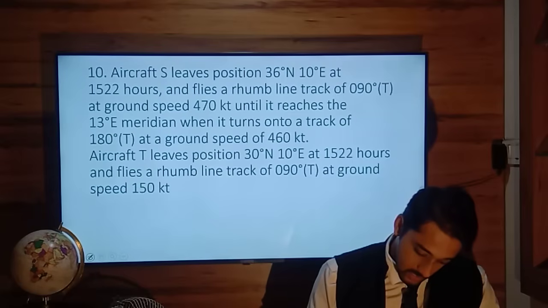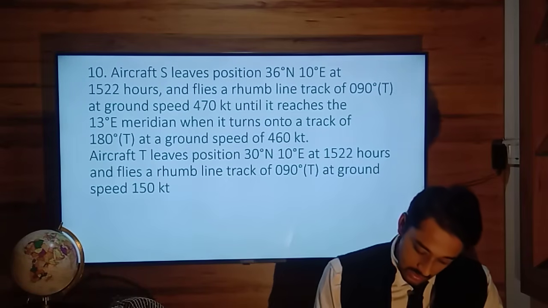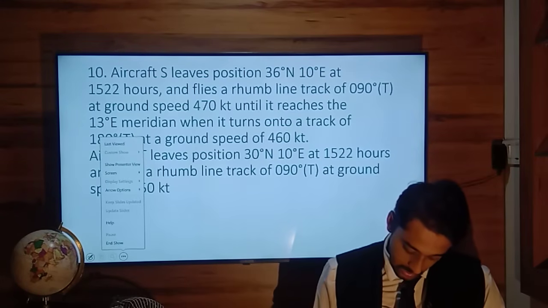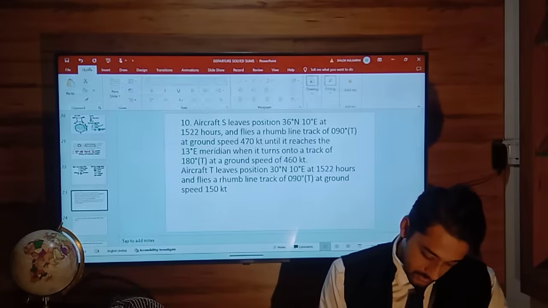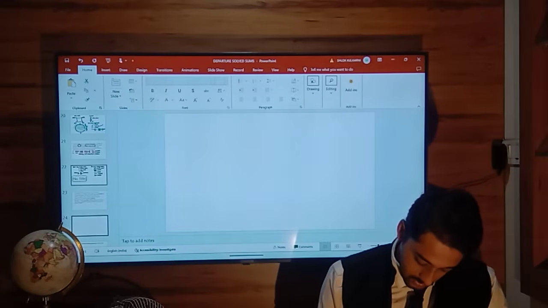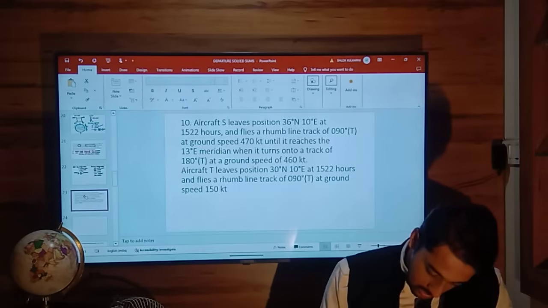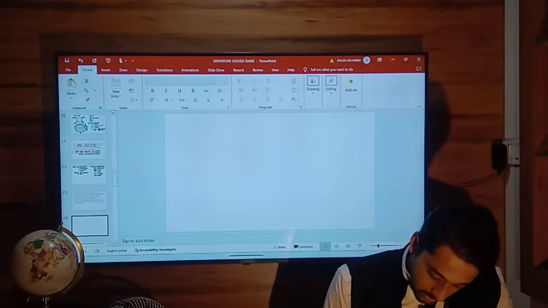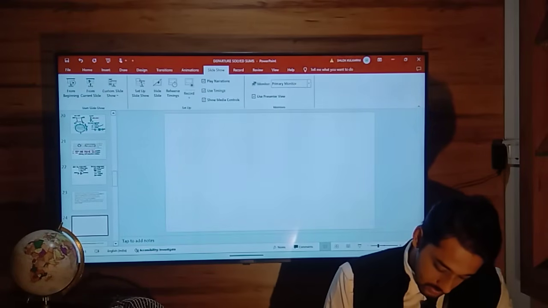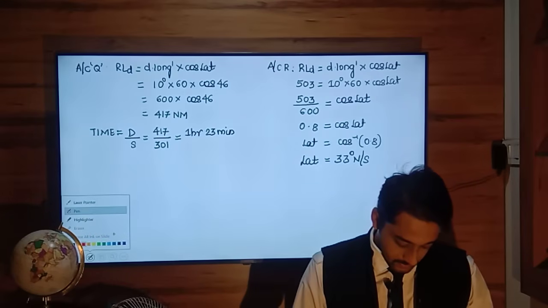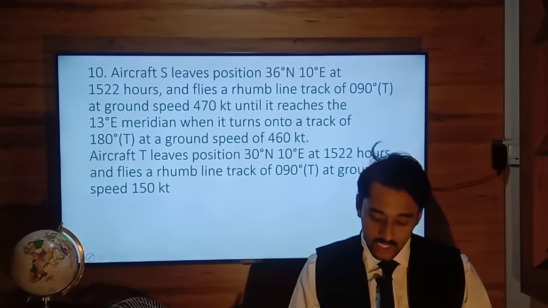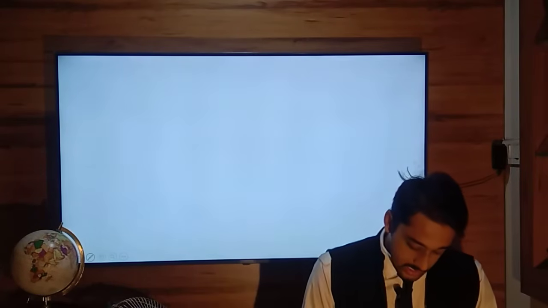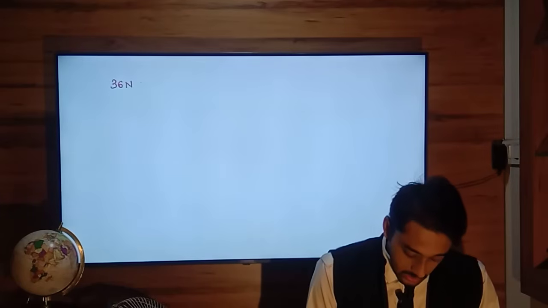Let's draw aircraft S. I will take a new slide. So aircraft S leaves position 36 north, 10 east, at 15:22 hours. So we have the aircraft position: 36 north, 10 east.